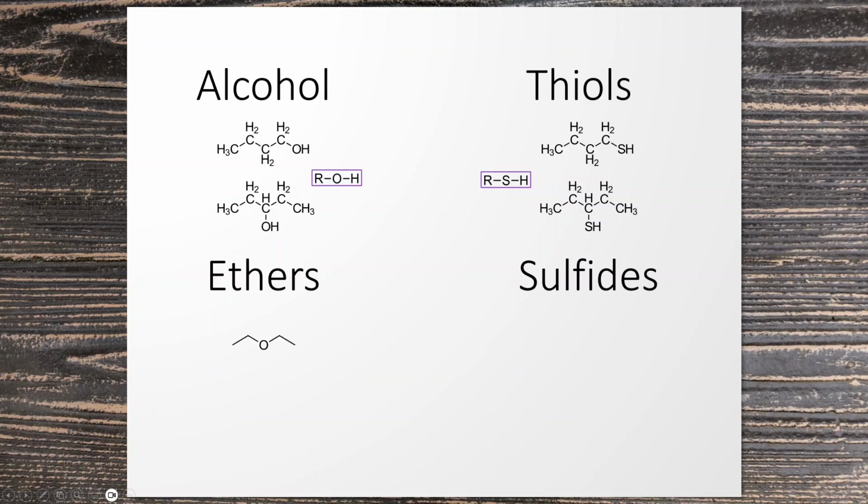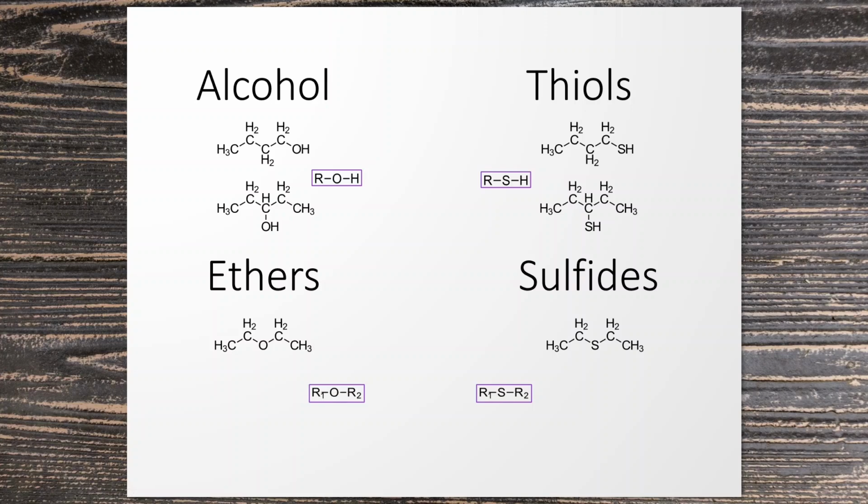Next, we have ethers, okay? We draw this out here, the oxygen is attached to a carbon, also another carbon on the other side. Sulfides work the same way, sulfur attached to a carbon on each side. Again, we can draw it out this way, our group on one side, our group on the other. The only difference is an oxygen or a sulfur in the middle.